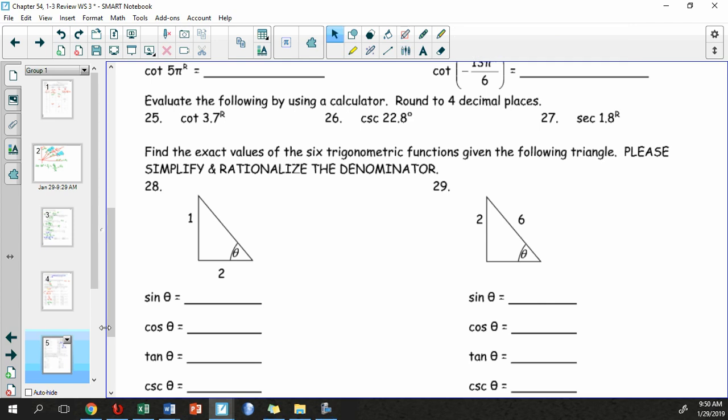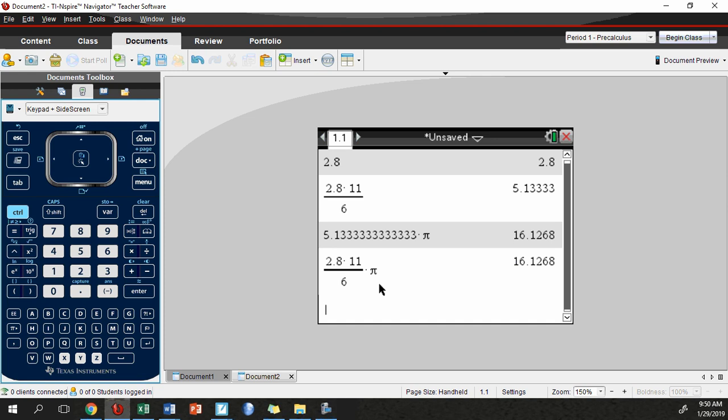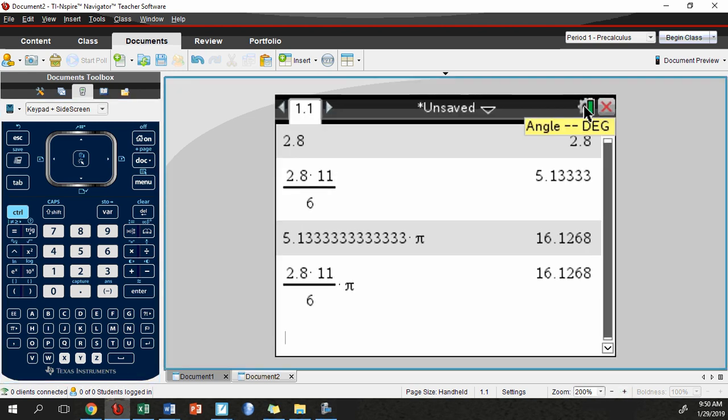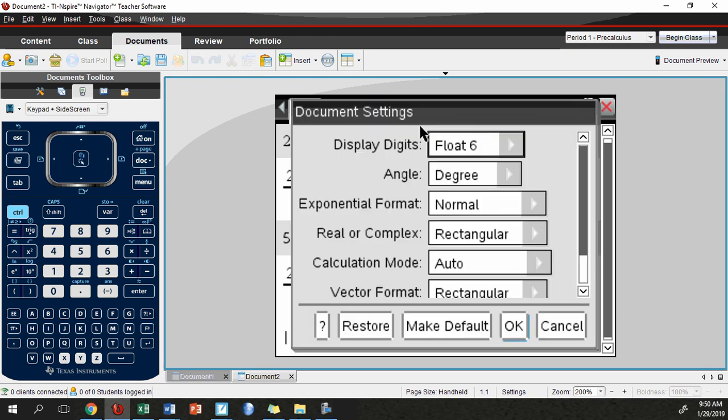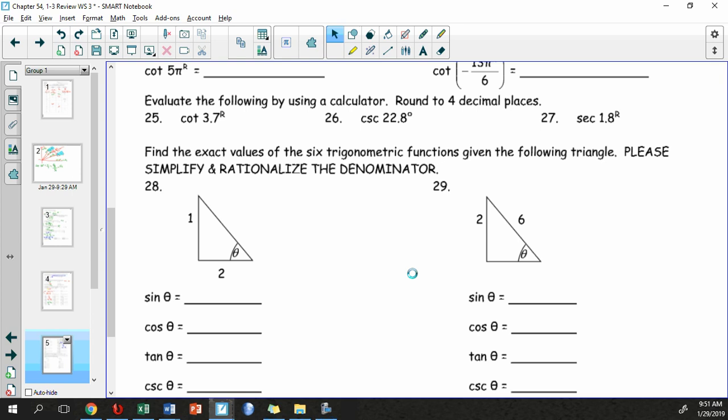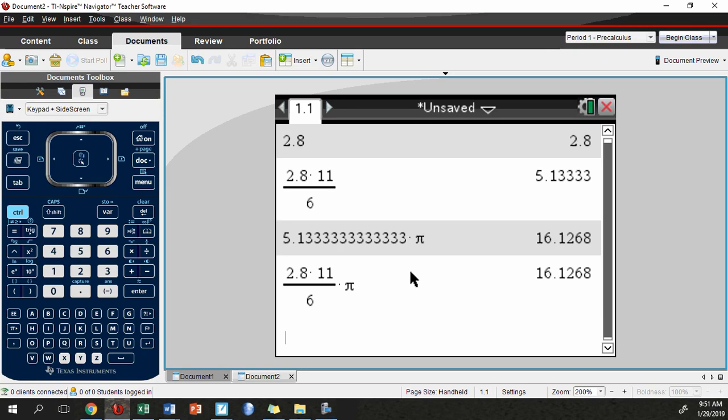What do we have? It says evaluate the following using a calculator. Guys, you just have to make sure you're in the right mode. And what do I recommend doing? Always making sure that you are in radian mode. So touch your battery. Your battery says I'm in degree. I don't want to be in degree, so I'm going to go to document settings, go here and put it in radian. And I'm going to make that my default from now on. I'm simply going to go back here and it says to do the cotangent of 3.7 r. What's that r mean? Radian.